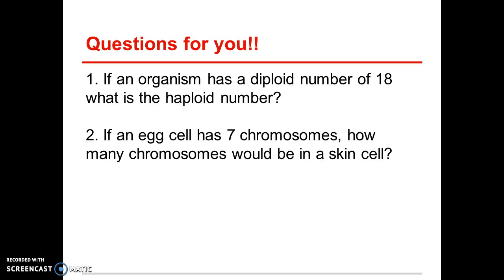It can't have 18, because if sperm had 18 and egg had 18, now you end up with 36 with this new individual, and that's not possible. That would be a totally different species. So every cell should have 18. That means the sex cells need to have half that number. So when they do come together, they make a complete 18.